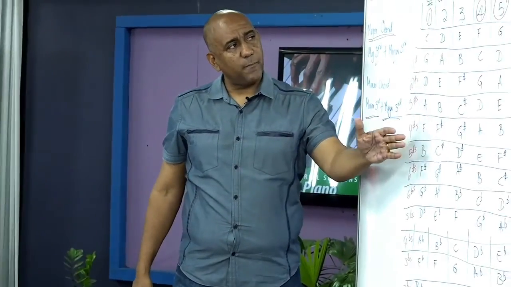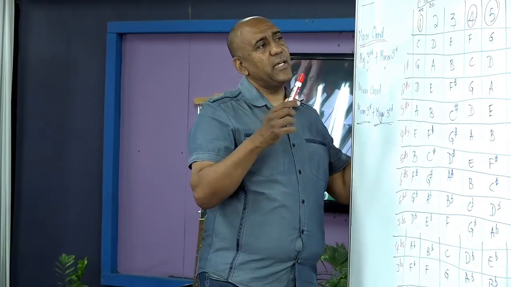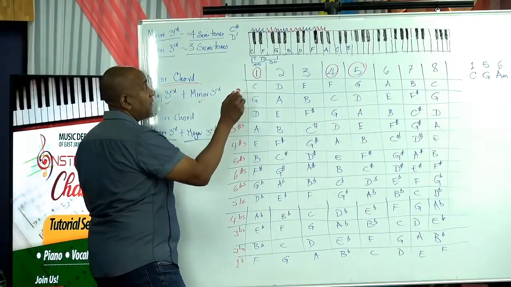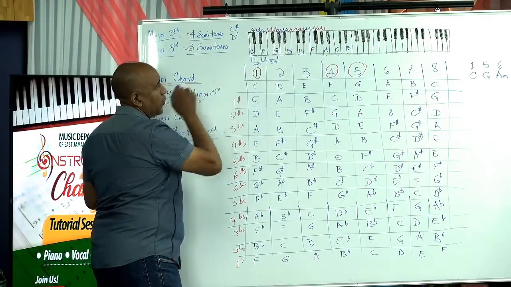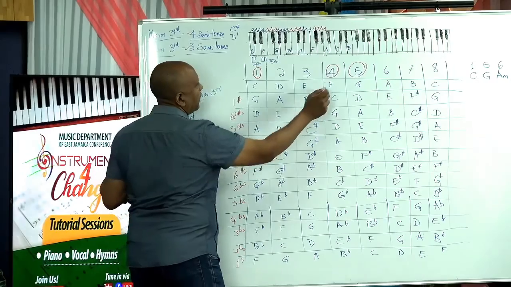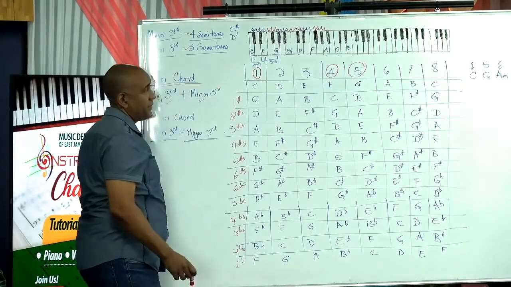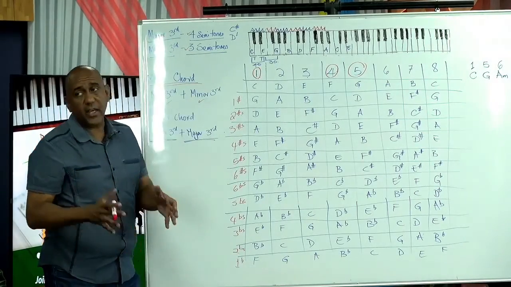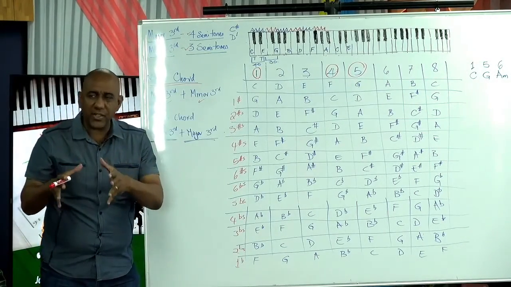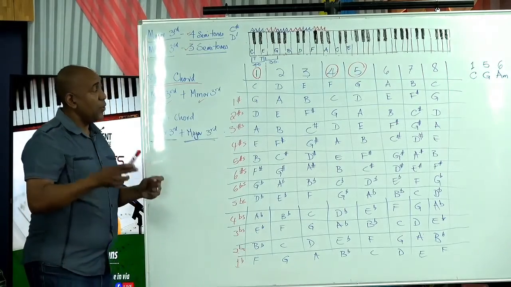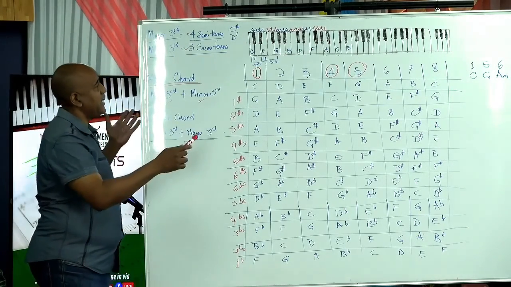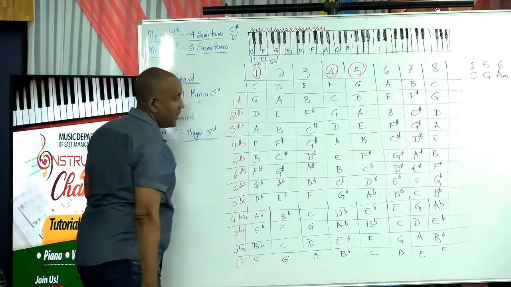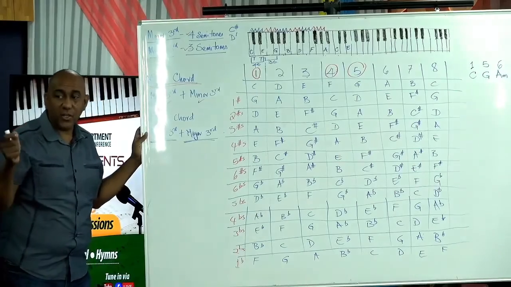Now, on our chart, we will realize that if we form a chord on the 1st degree of the scale, which is C, or on the 4th degree of the scale, which is F, or on the 5th degree of the scale, which is G, they are all major chords. So, we can safely say in any key, 1, 4, and 5 are major chords.